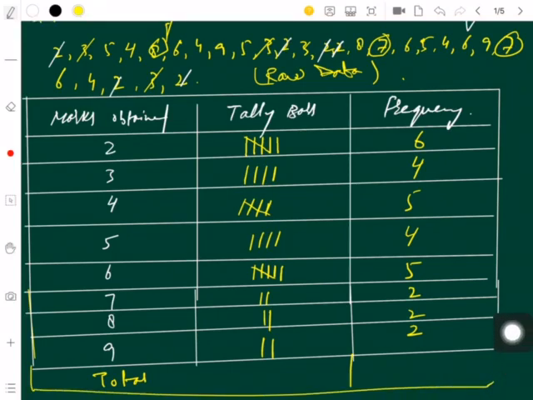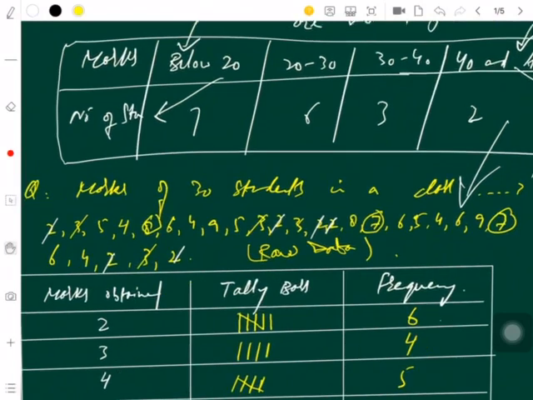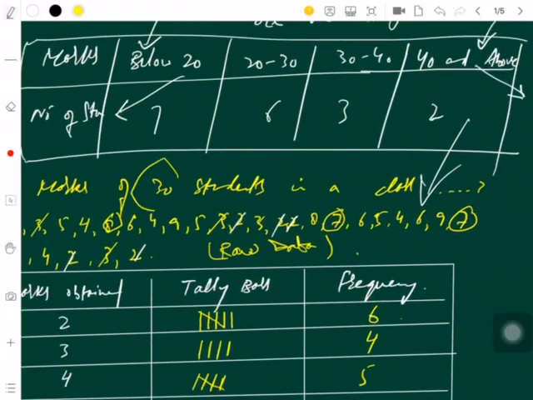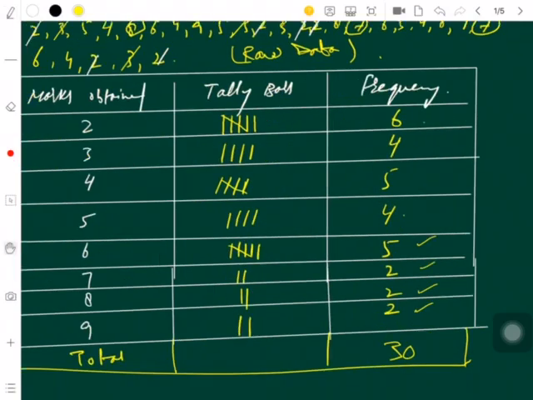and this is how we see whether we have done things right or not. 6, 4, 10, 15, 19, 24, 26, 28 and 30. Our answer is correct because we had 30 students. That is how cumulative frequency is obtained. This frequency can be converted into cumulative frequency. That is why I did all these things.